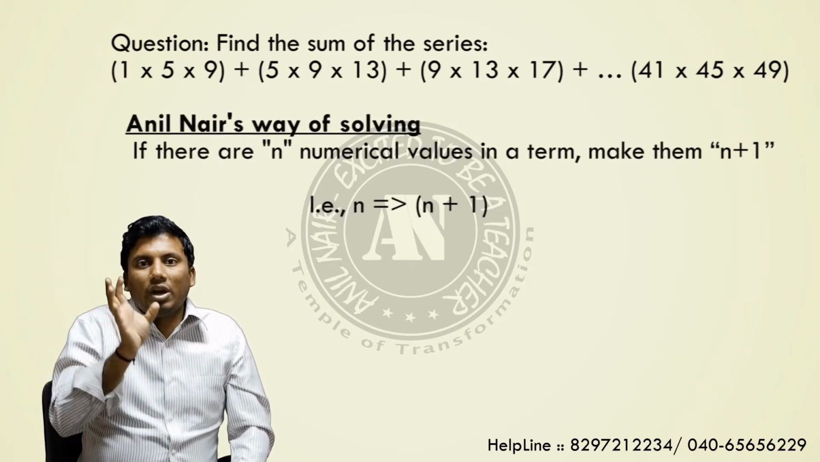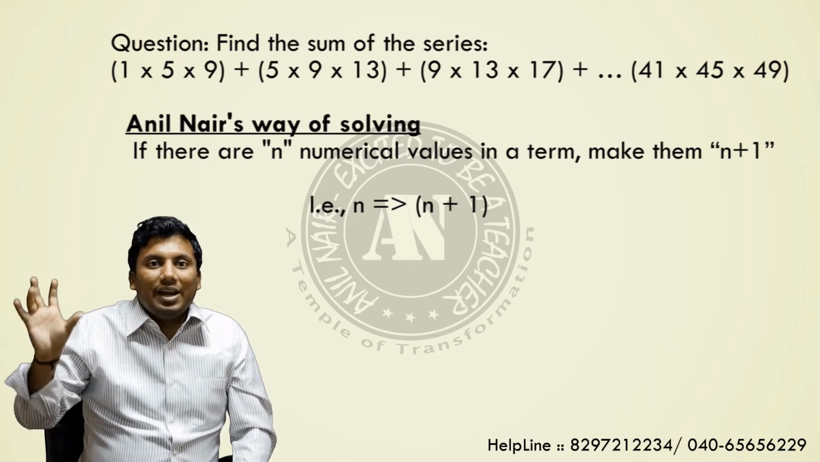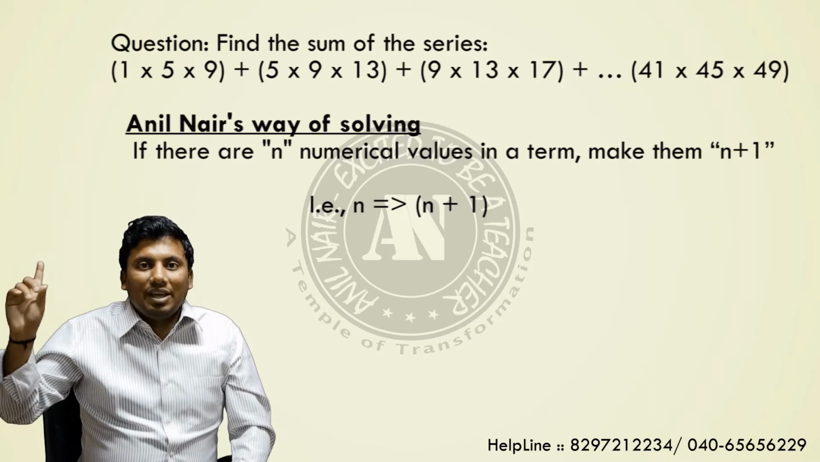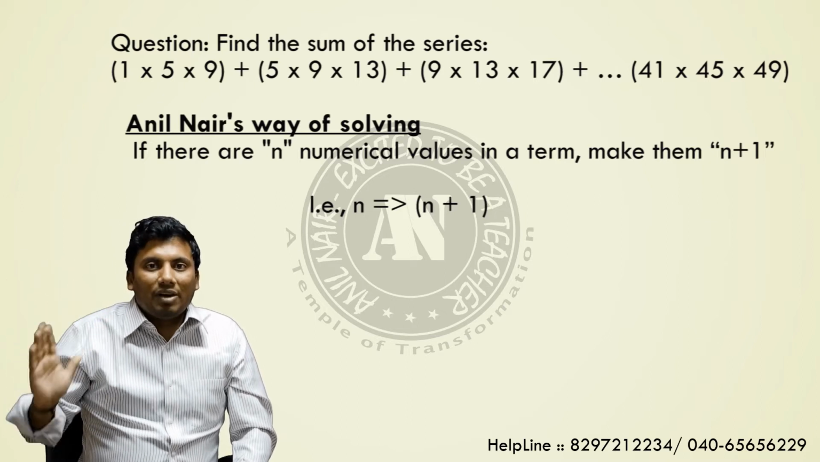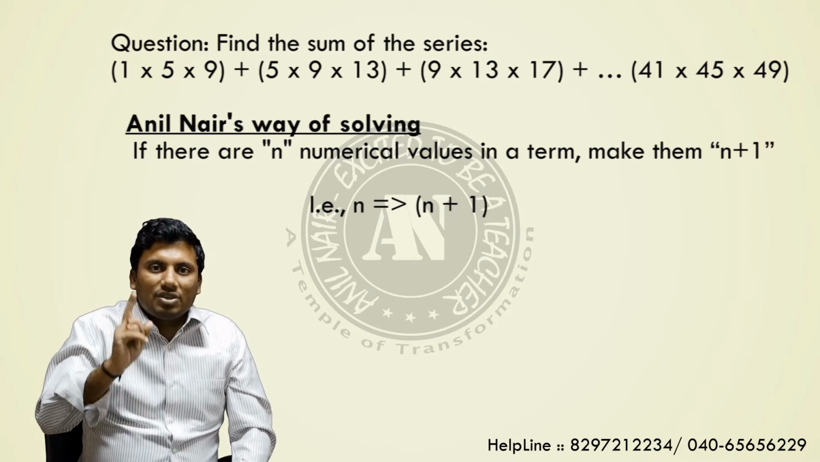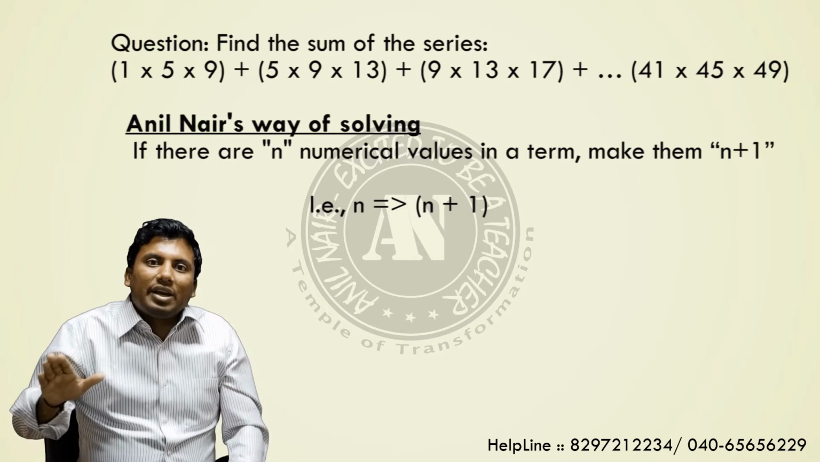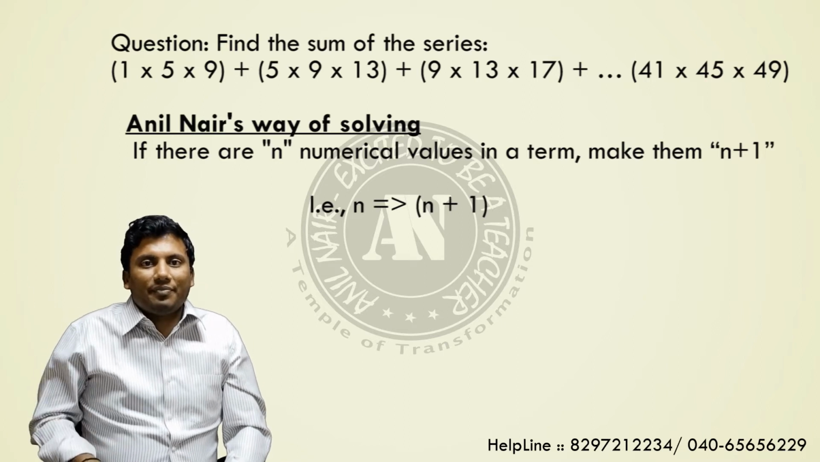That means in 1 into 5 into 9, the 3 numerical values, when you are writing in the answer option, there will be 4 numerical values. How to write the 4th numerical value, we will discuss it. First point, if there are n numerical values in a term, make it into n plus 1.